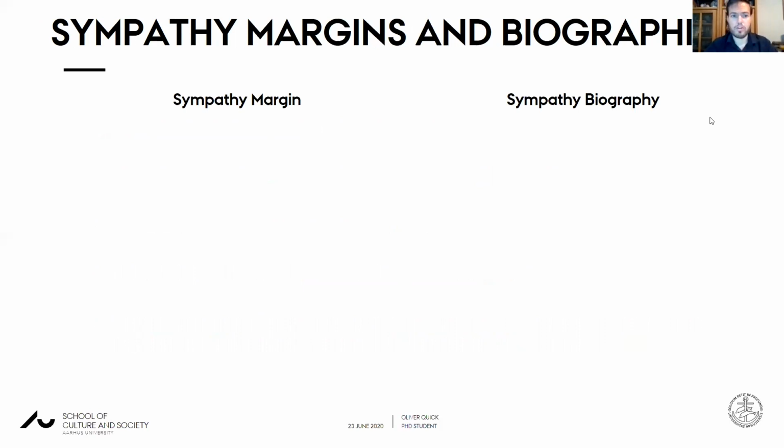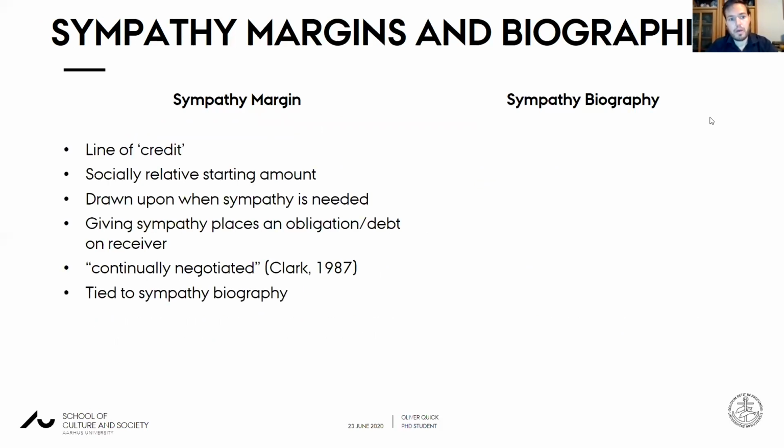So the sympathy margin, again, remember that these metaphors should not be taken overly literally, but you can think of the sympathy margin as a line of credit that everyone has. And this credit varies between different people. So my sympathy margin with my sister is different than my sympathy margin with my friend, and that's different from my sympathy margin with my enemy, and so on. We all have sort of a socially relative starting amount.